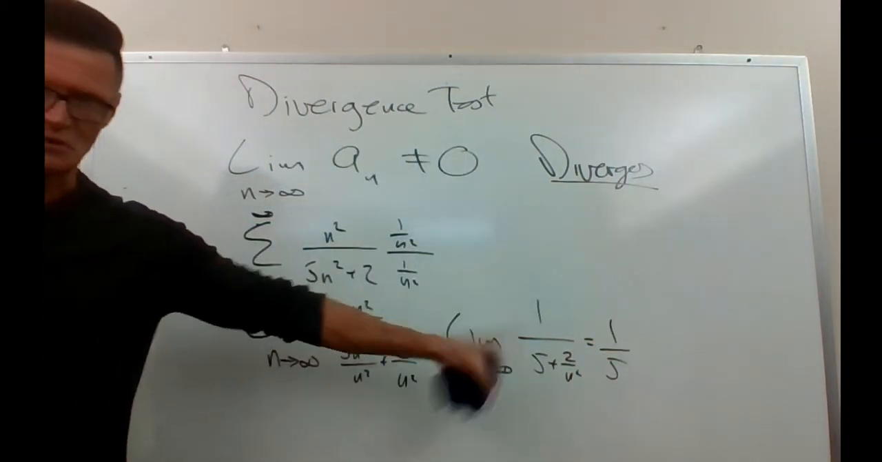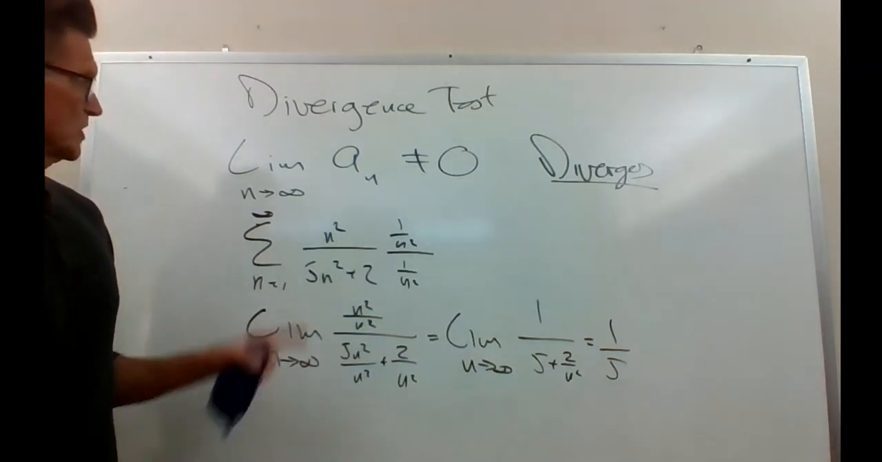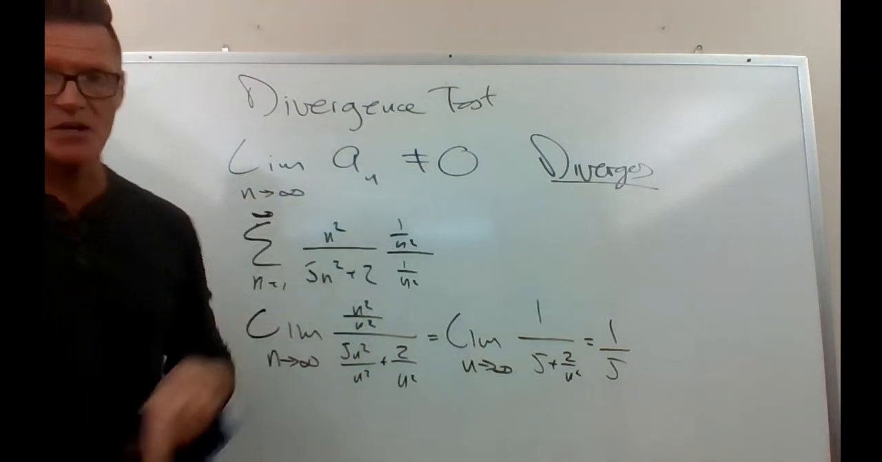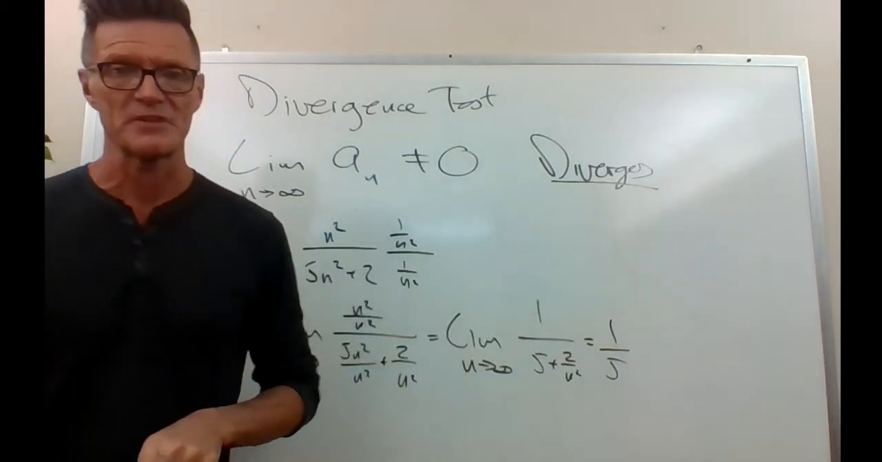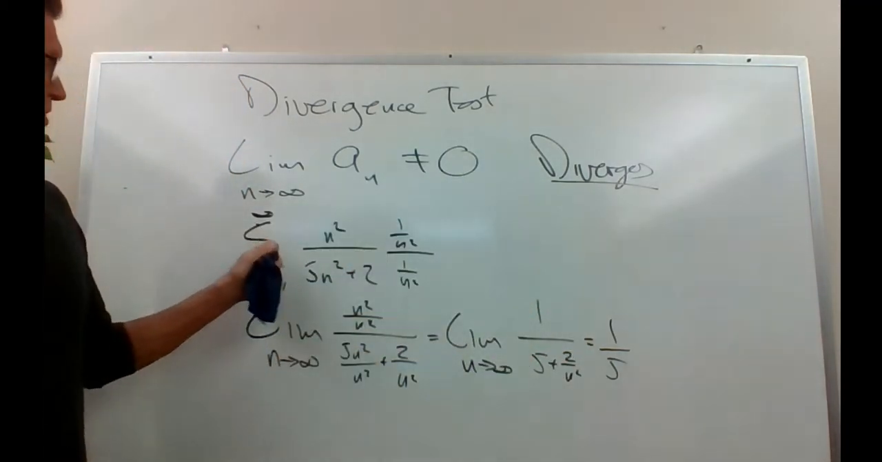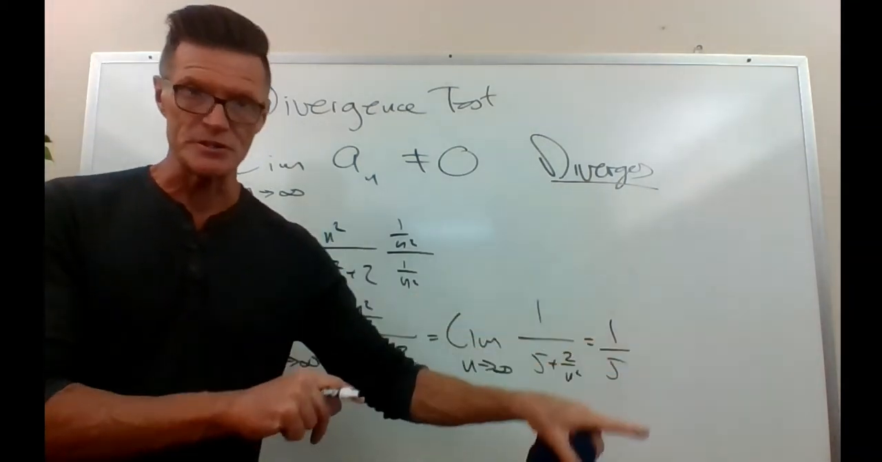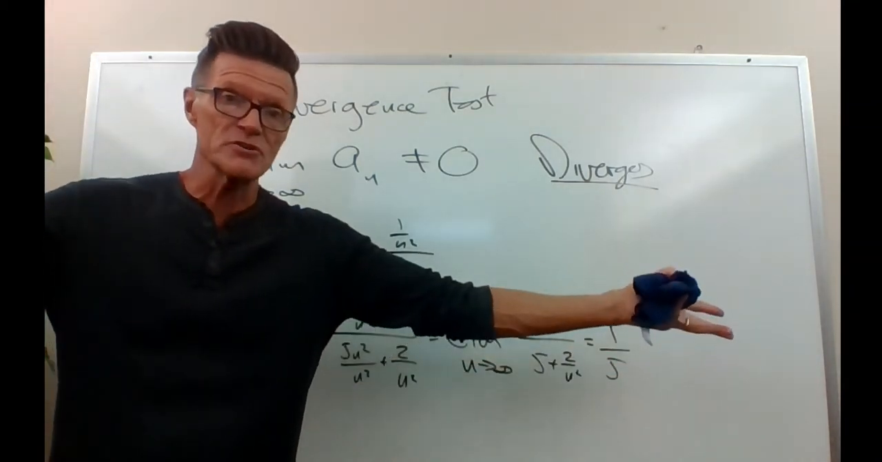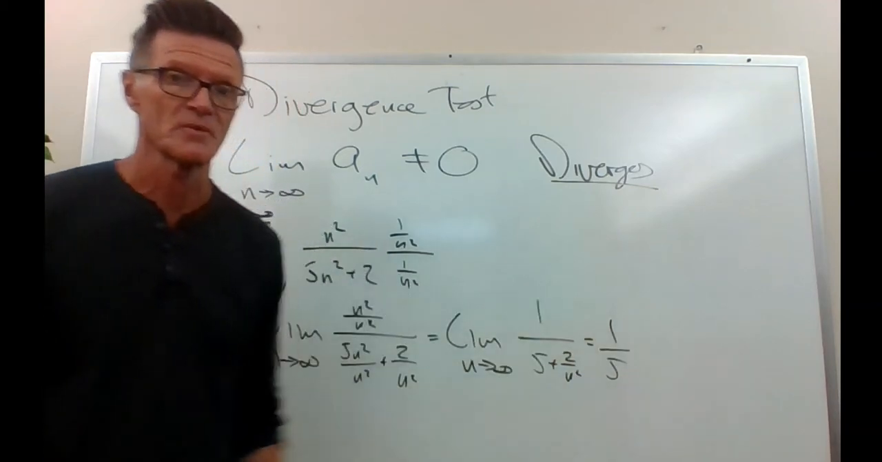So what does this tell me? It says the limit of the sequence is not equal to 0. It is equal to 1/5. So because the limit of the sequence is not equal to 0, this series will diverge. And I'm done. I know it diverges. I don't have to do anything else.